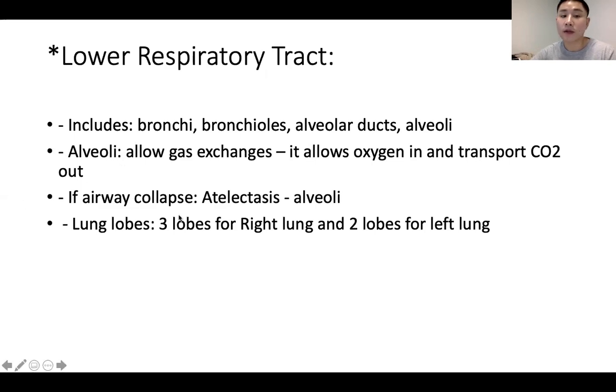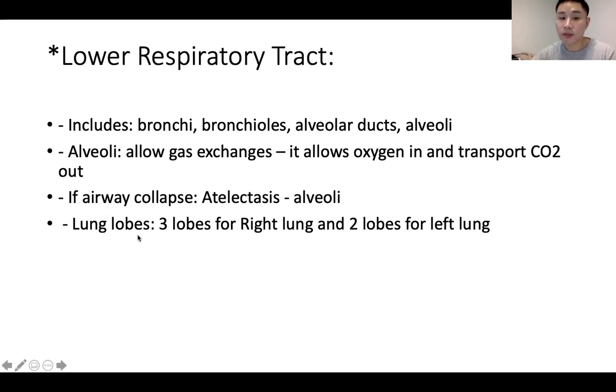If the airway collapses, also known as atelectasis, this relates to the alveoli. The alveoli isn't expanding enough for air to get in. It's collapsed. So whenever we hear the term atelectasis, it means the alveoli is collapsed. It cannot expand and get oxygen into the lungs.